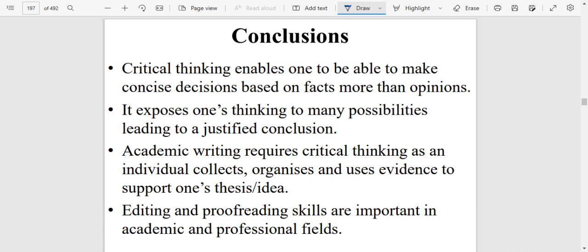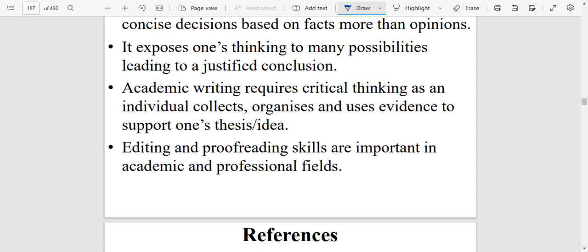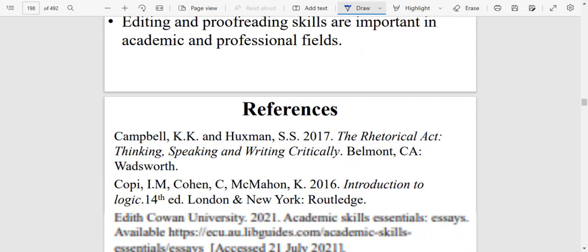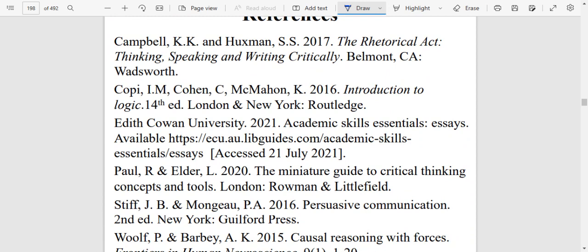Academic writing requires critical thinking, as an individual collects, organizes, and uses evidence to support one's thesis or idea. So if you're not a critical thinker in academic writing, you might just write what you are thinking, and that would not be good. Editing and proofreading are skills which are very important in academic writing and just in any professional field. Because as you get to write, you need to make sure that you edit, you proofread, you read through to see any mistake that you have in your writing.